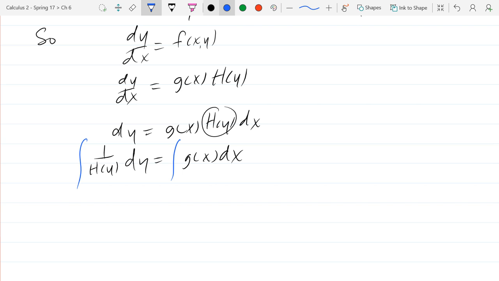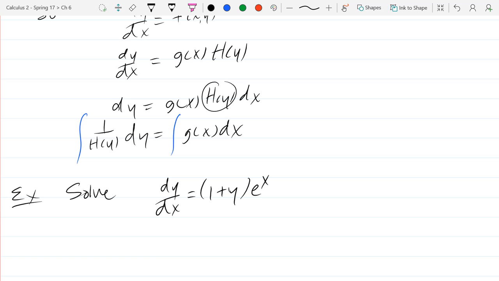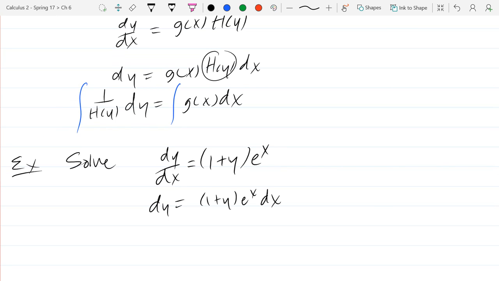So let's go about solving an example. Is this separable? Is this a function of x times a function of y? This one's pretty obvious. The x's and y's are separated nicely. We're going to get all x's on one side, y's on the other. First step, multiply by dx, so get the dx over to the right side. And second step, get the y's off the right side. So we'll divide by 1 plus y.